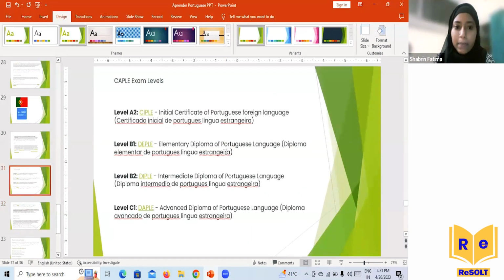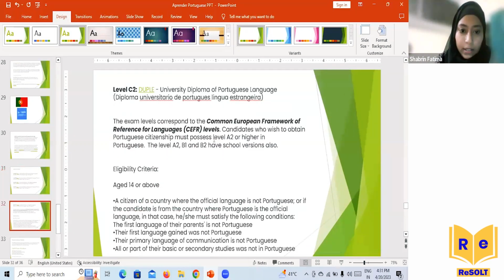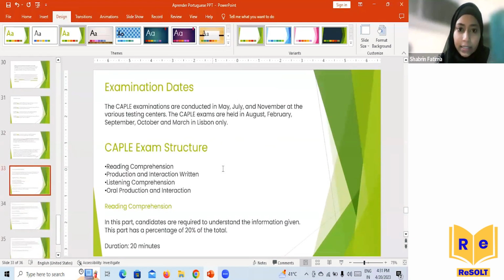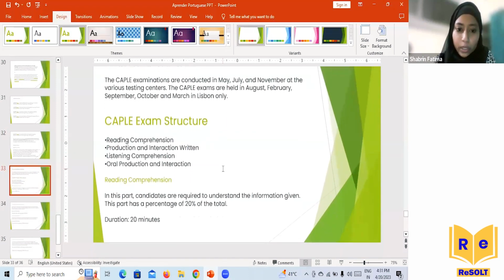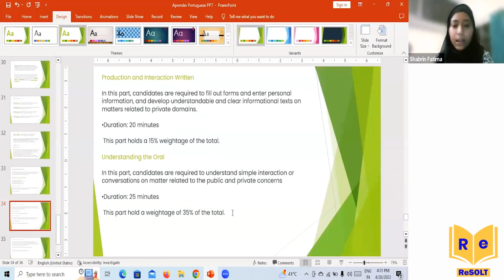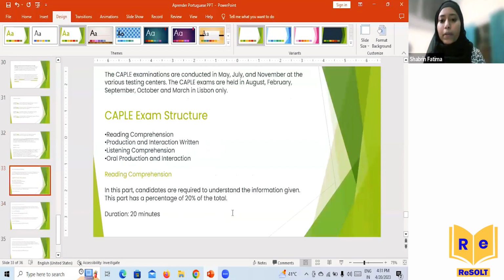So the first one, the basic one, is CEPAL. If you want to appear in this exam, you should have at least the certificate till A2 level. Similarly, I have given here all the details about the examination, the eligibility criteria, the date, and the structure of the exam. You can get all these things in the presentation. Now that's all about the difference between European Portuguese and Brazilian Portuguese.